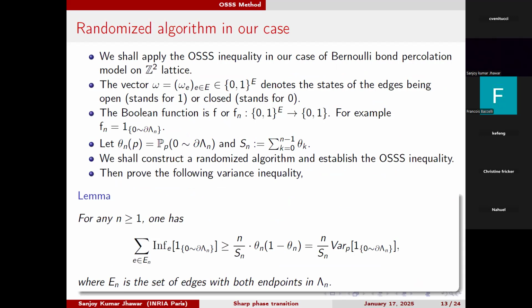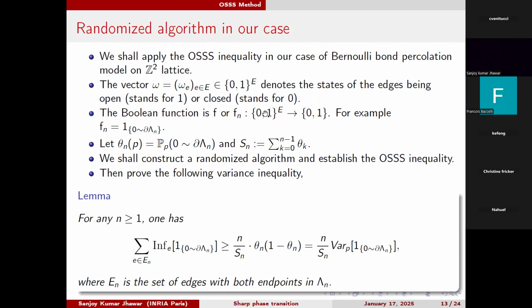Okay, so briefly, let's recollect what our vector is. The vector is a point in the space {0,1}^E, where E is the set of edges in our model. And you can say it in the finite setting: you take a box of size n, and E_n is the set of edges in this box.